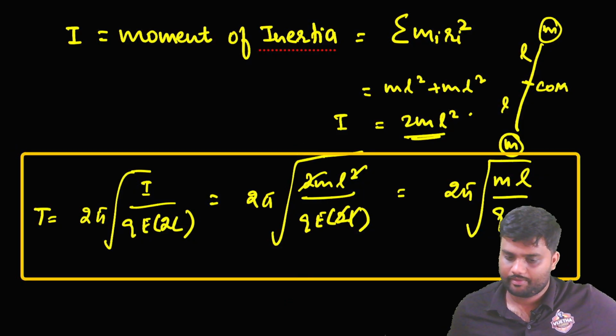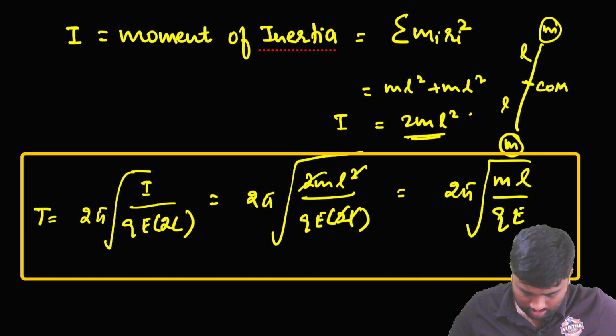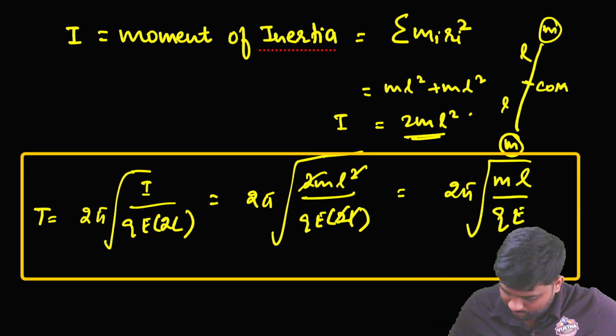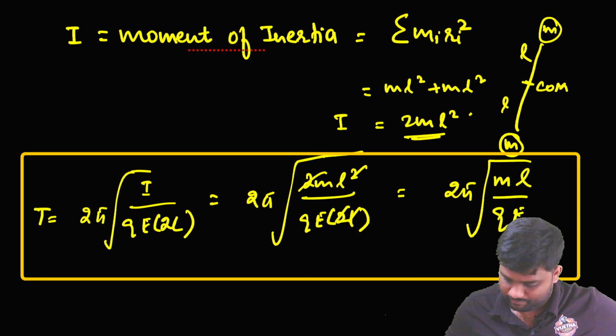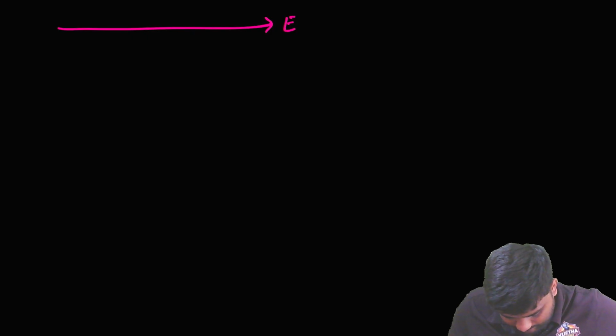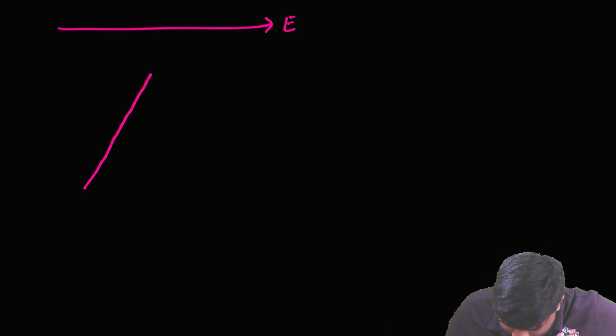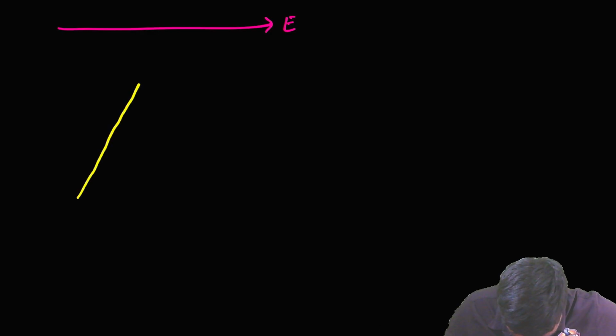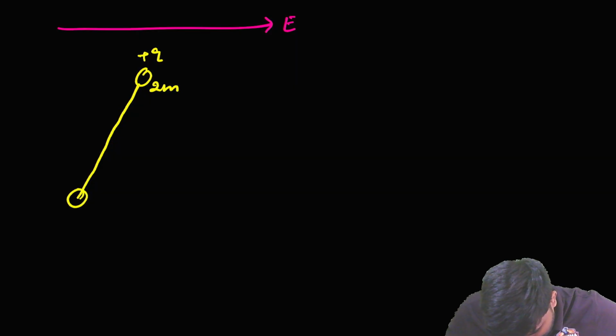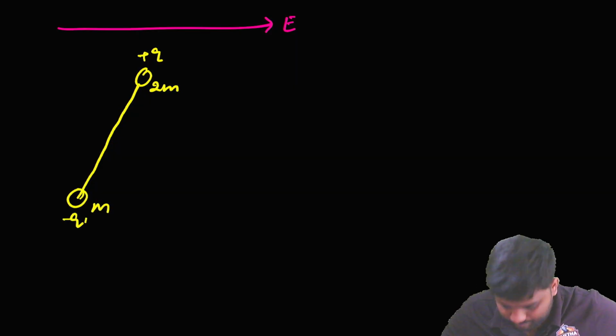This is the time period. Okay, now let us solve another problem. Last problem. See here, this is the direction of electric field. Here you are having two different masses. One is 2m with plus q, another one is m with minus q.